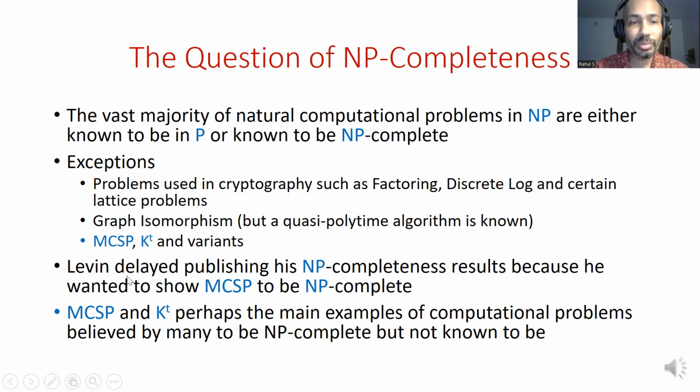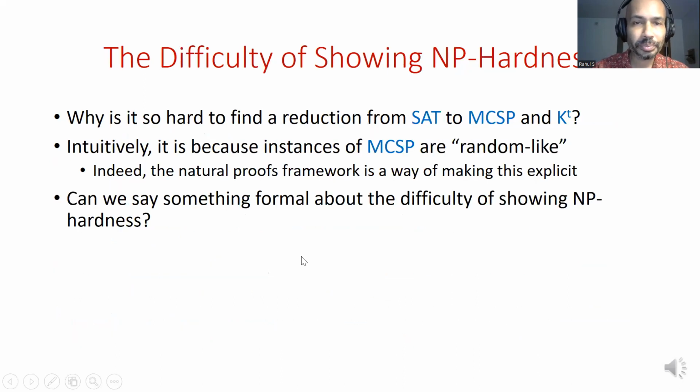So Levin is supposed to have delayed publishing his NP completeness result because he wanted to show that a problem similar to MCSP was NP complete. This is already in the early 70s. It's more than 50 years later, and we still don't know. And these two problems are some main examples of computational problems that are believed by many to be NP complete, but aren't known to be. And that's what we want to study. Are these problems NP complete or not? If they are, why does it seem to be so hard to show that they're NP complete?